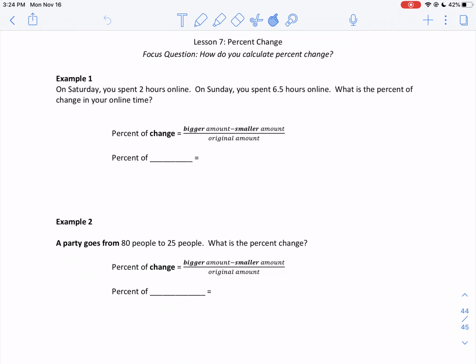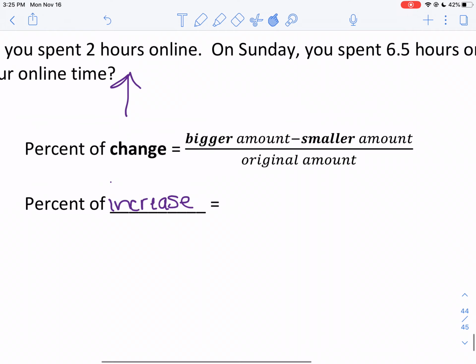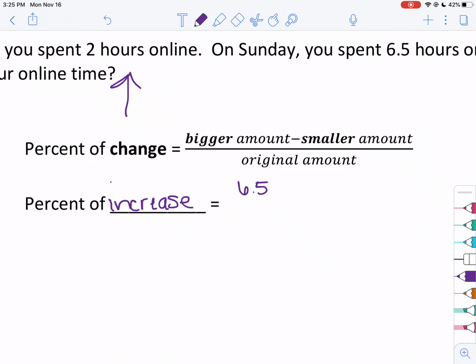So this one, we went from 2 to 6.5, so that's going up. Right, so it went up. That is an increase. Okay, so bigger amount minus smaller amount. Well, our bigger amount is 6.5 minus our smaller amount of 2.